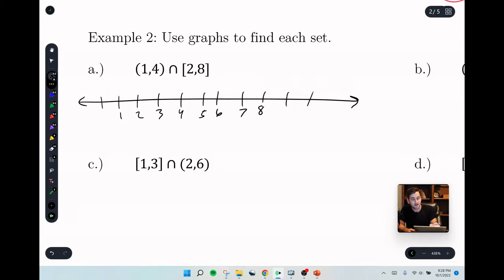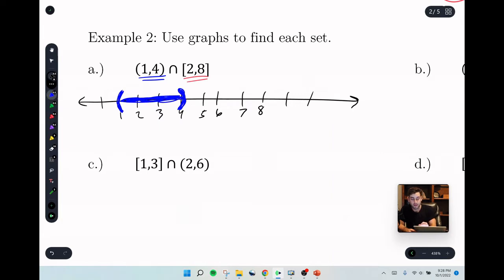And I'm going to break them into blue. Let's make this one blue. And red. Let's make this one red. All right? So we're going to start on the 1. Open bracket at 4. And then I'm going to shade it in, right?